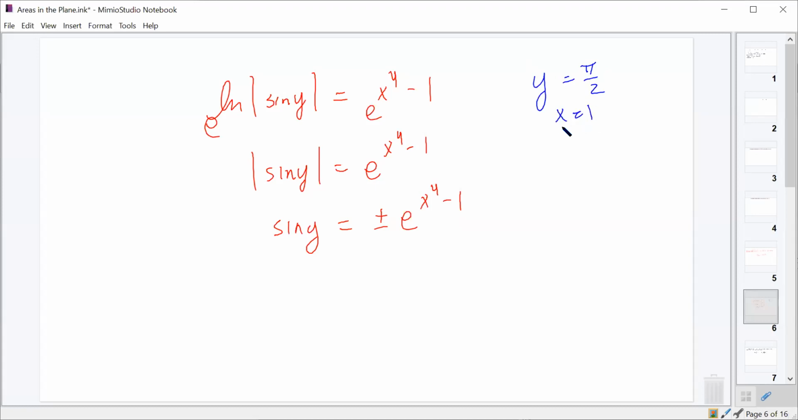Okay. So with x equals 1, y equals pi over 2. So the sine of pi over 2 equals either positive or negative e to the 1 to the fourth, which is 1, minus 1. And so sine of pi over 2 is 1, right? And we have plus or minus e to the 0, or plus or minus 1. So we have to choose the positive, not the negative. Okay, got it. Yeah. Does that make sense? Yep. Cool. Yeah. And so then you take the inverse sine and get your answer.